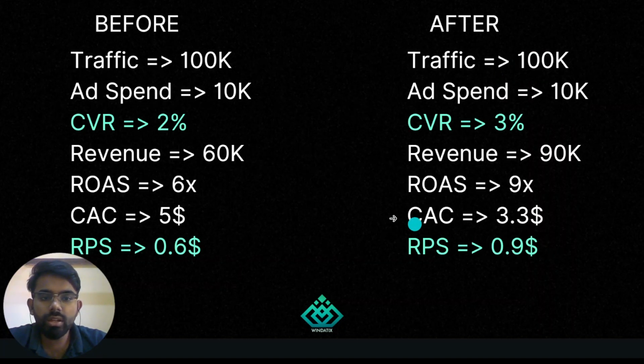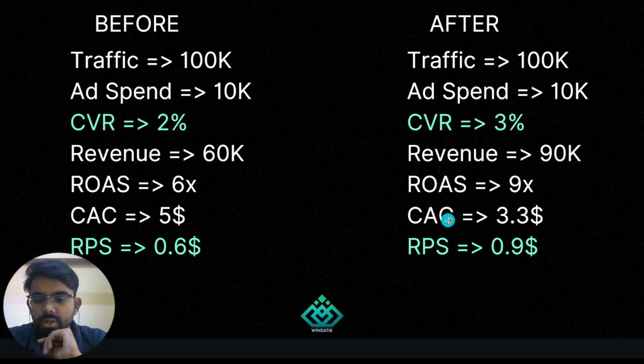So, here's a hypothetical scenario for you guys. These are the metrics that you need to look at, and these are the most important ones: conversion rate and RPS, that is revenue per session. So by increasing the conversion rate by just 1%, from 2% to 3%, you can notice how the revenue, ROAS, and the RPS have increased, since these are directly correlated.